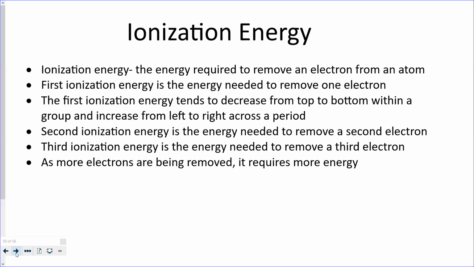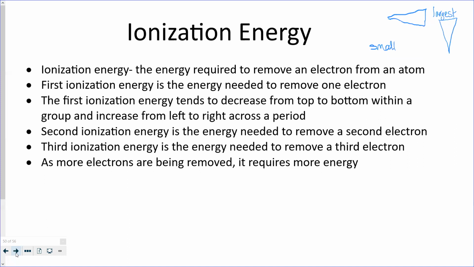So the trend for that first ionization energy is that it decreases from top to bottom within a group. So it gets smaller going down, and it increases from left to right across a period. This is the same trend from electronegativity that we did on Friday. So the largest ionization energy is going to be in that top right-hand corner of the periodic table. The smallest is going to be the bottom left-hand corner.